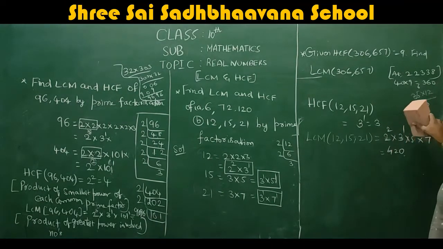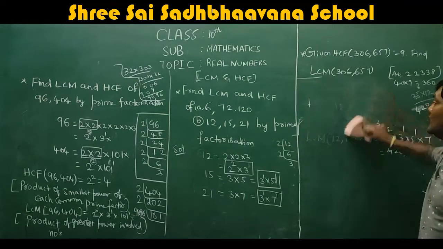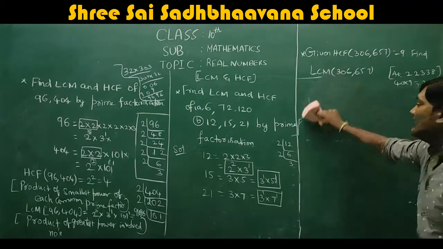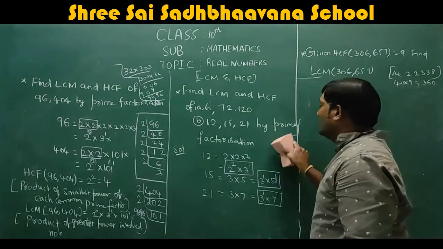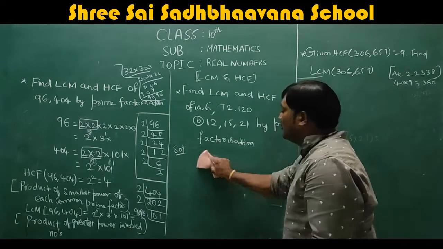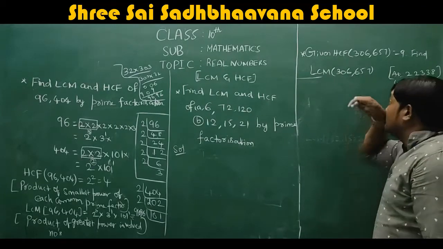It means the product of two numbers is equal to the product of their LCM and HCF. That is the rule I explained in the last class, and we are going to do one more sum based on that type here. Okay. What is that? Just look at this.